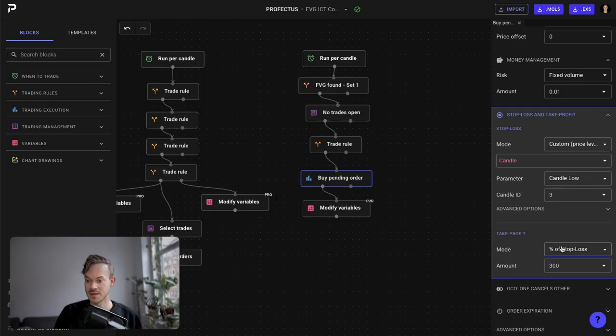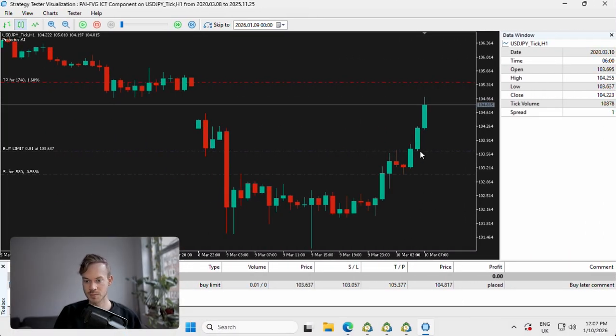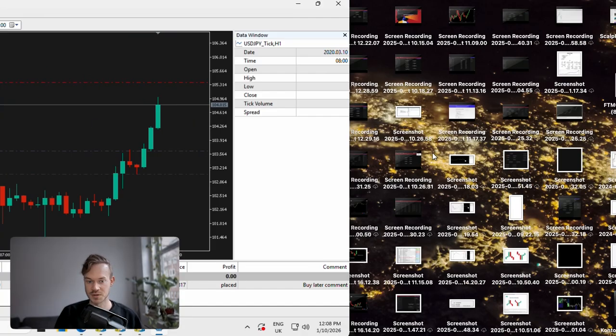Fantastic. And the take profit is simply 300% of our stop loss. So let's assume the stop loss here is 20 pips, then our take profit would be 60 pips, simply 3 times the size of our stop loss.